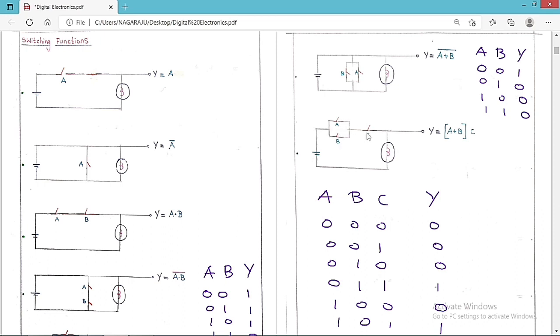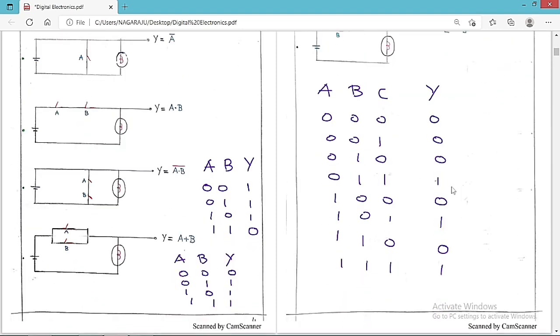If B on, C on, then definitely the bulb will be on. Otherwise, in the remaining cases, if A, B on and C on, then the bulb is on. Only at these three conditions are we going to get the bulb on, and at the remaining conditions we are going to get the bulb off. So we can see clearly that only in three conditions the bulb is on, and in all remaining conditions the bulb is always off.